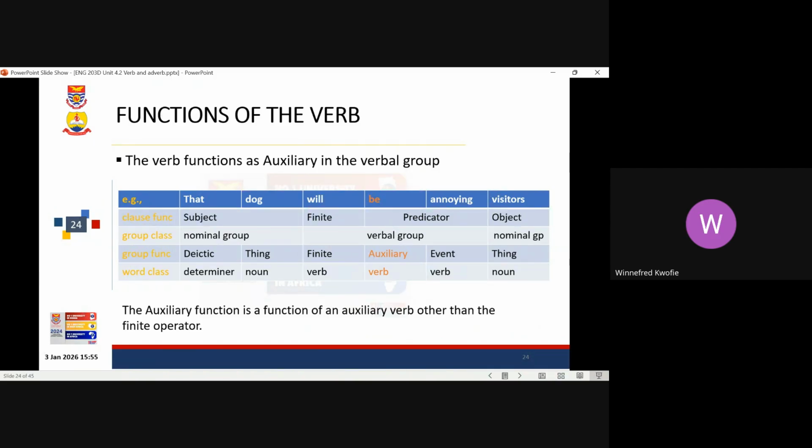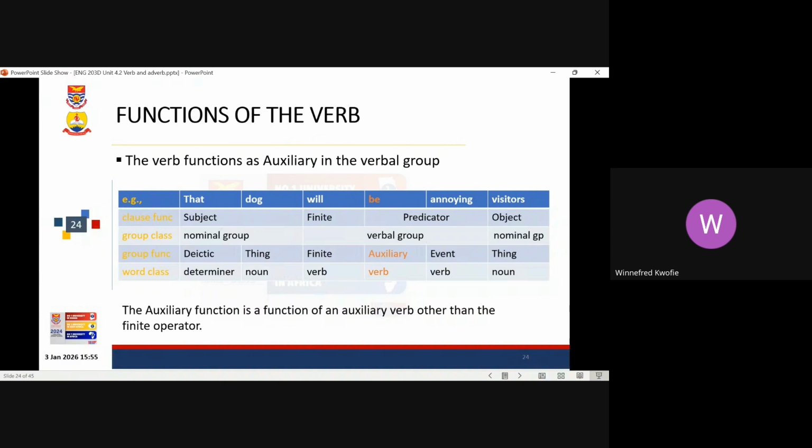Here's another example where the verb group is... The first function is that it functions as the head of the verbal group, and the second function is that it functions as the auxiliary in the verbal group. So as auxiliary we have: the dog will be annoying visitors. The verb group we are interested in is "will be annoying visitors."